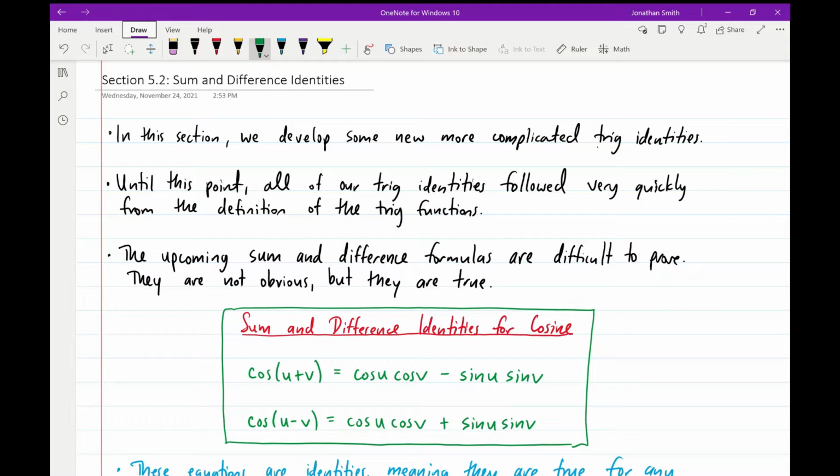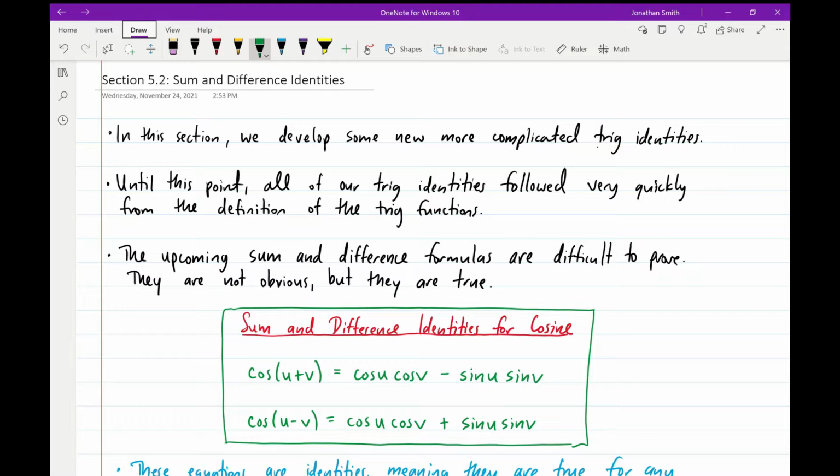The goal for the video is just to cover section 5.2, which is what we would have done in class on Tuesday. Section 5.2 is all about sum and difference identities for trig functions, as well as some cofunction identities, so we'll talk about that too. But it's mainly devoted to these sum and difference identities.